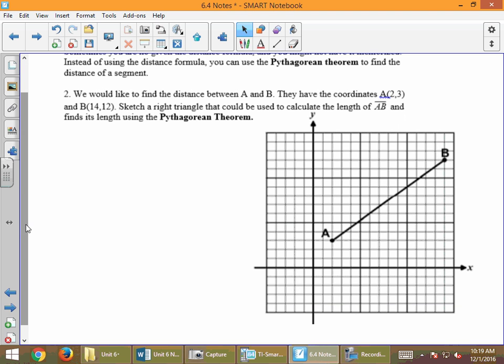We could use those points, (2, 3) and (14, 12), and do what we did a second ago. It's a lot of math, a lot of calculations. I know a lot of you guys like to easily count. We can count this and figure it out real easy. So what I want you to do is sketch a right triangle that can be used to calculate the length of AB.